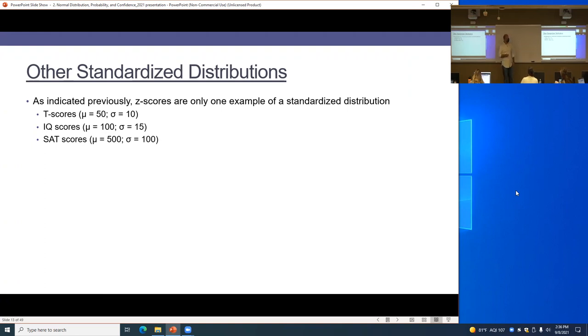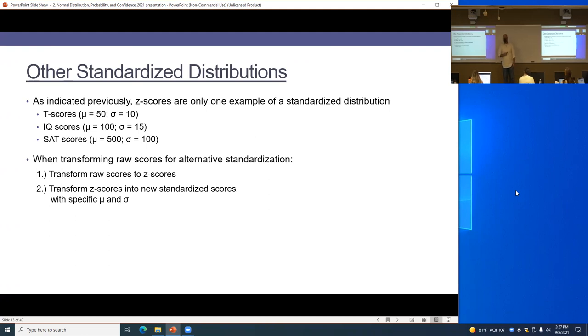IQ scores are another standardized scale. Here we've got a mean of 100 and a standard deviation of 15. We also have SATs. Who here took an SAT? The same type of thing, right? SATs are kind of a classic: mean of 500, standard deviation of 100. Why did they do that? I don't know. They're essentially arbitrary numbers, right? It doesn't matter. For whatever reason, they like 500 and a standard deviation of 100; it could just as easily be 5 and 1. But what it does is put things on a standard metric. So when you see a score, you know automatically: is this high, is this low, where is this at, how is this functioning?